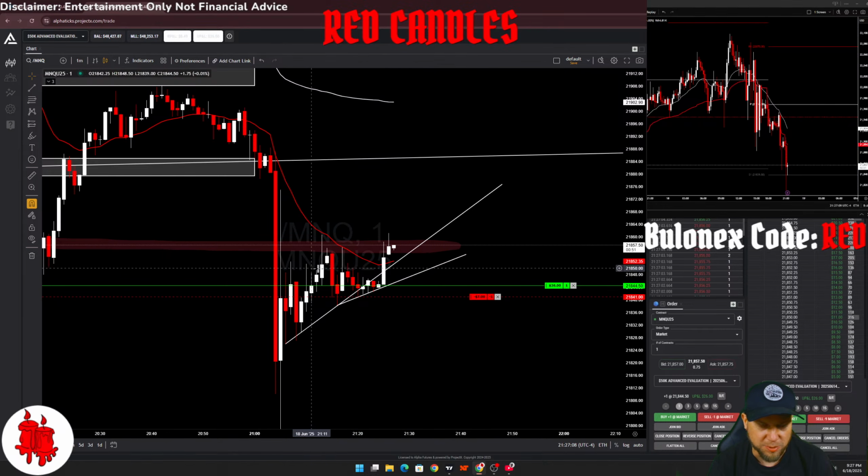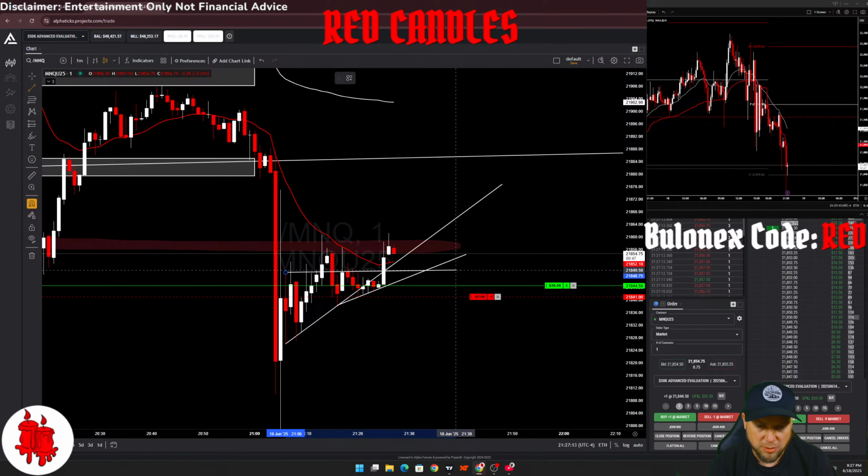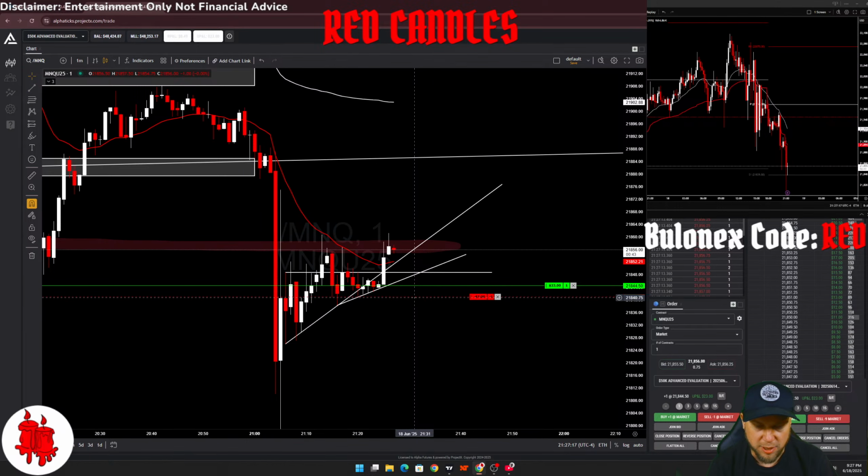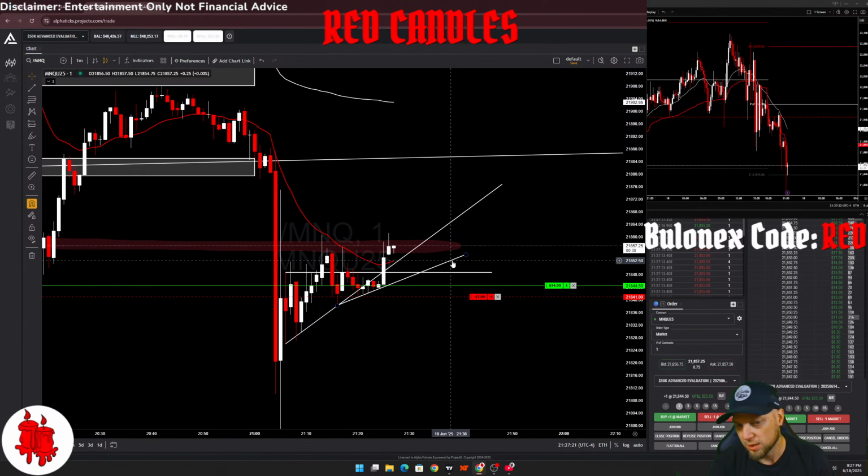Now this area should become a little bit of resistance though. If it does pull back, I shouldn't pass that. Pull back, bounce, get another leg up. That's how price action be working. Y'all feel me?